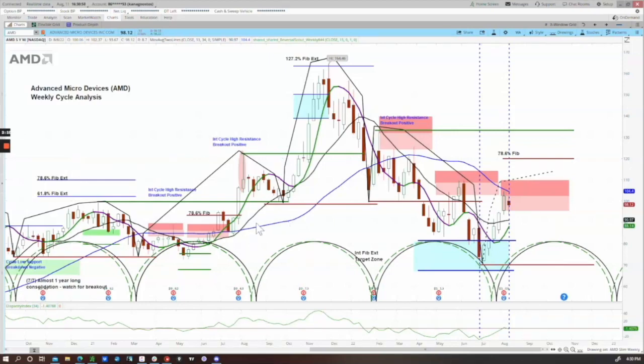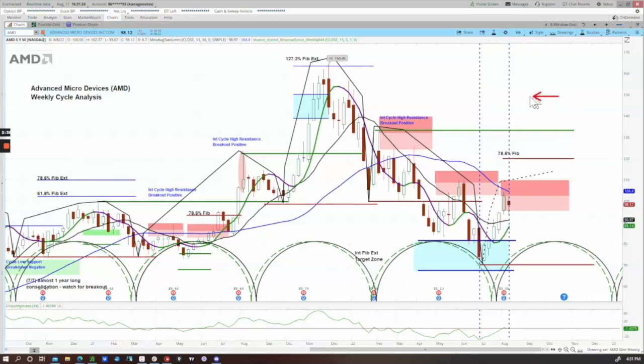We also have a green dashed cycle bracket, and that is the weekly cycle bracket for SMH, the semiconductor ETF. Now, these two track each other very closely, but sometimes they don't, and we like to overlay the cycles of the relevant ETFs or futures contracts on our charts because sometimes they exert an influence on the price action.